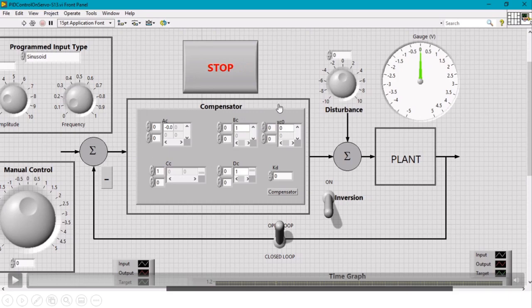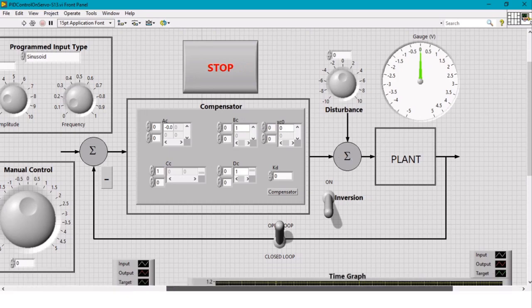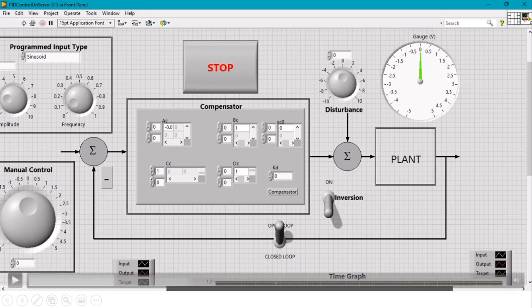And then this is the compensator block. Okay, and then we put in some disturbance just to see how our PID controller can handle it. And it goes to the plant. So remember what the plant is? Plant is your alpha divided by s squared plus beta times s. Okay, this is the voltage, and this is the angle.